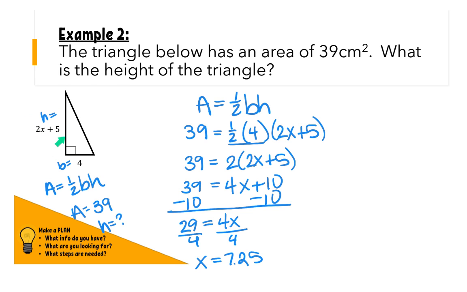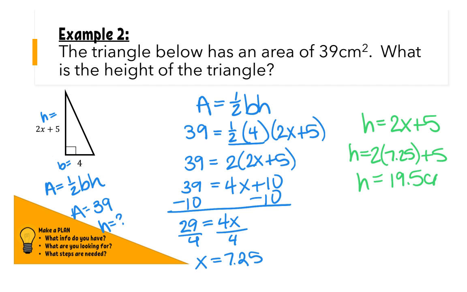So if the height is 2x plus 5, and we know that x is 7.25, how are we going to find the height? To find the height, we're going to use that expression 2x plus 5, and we're going to substitute in our new value of x that we just found. From there, we can calculate the height of this triangle is going to be 19.5 centimeters.